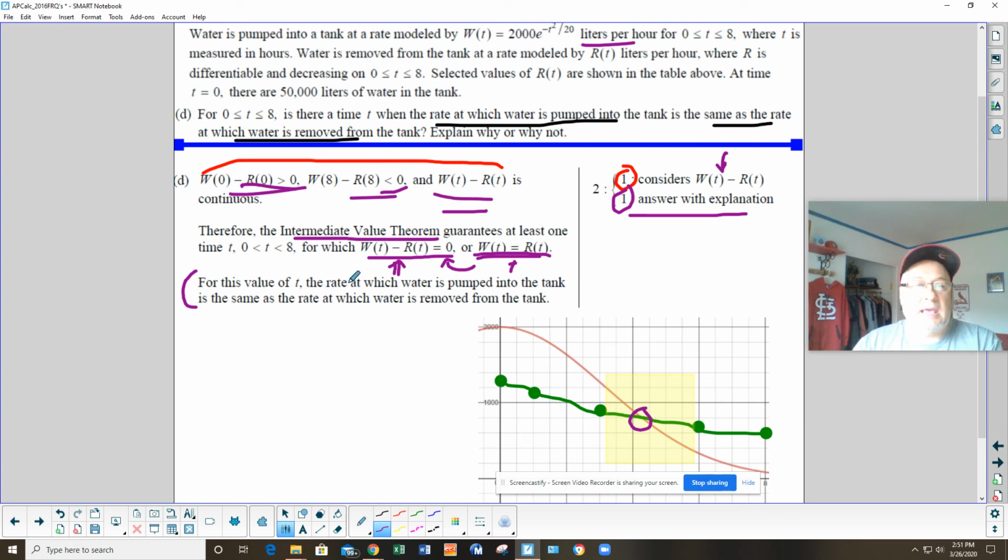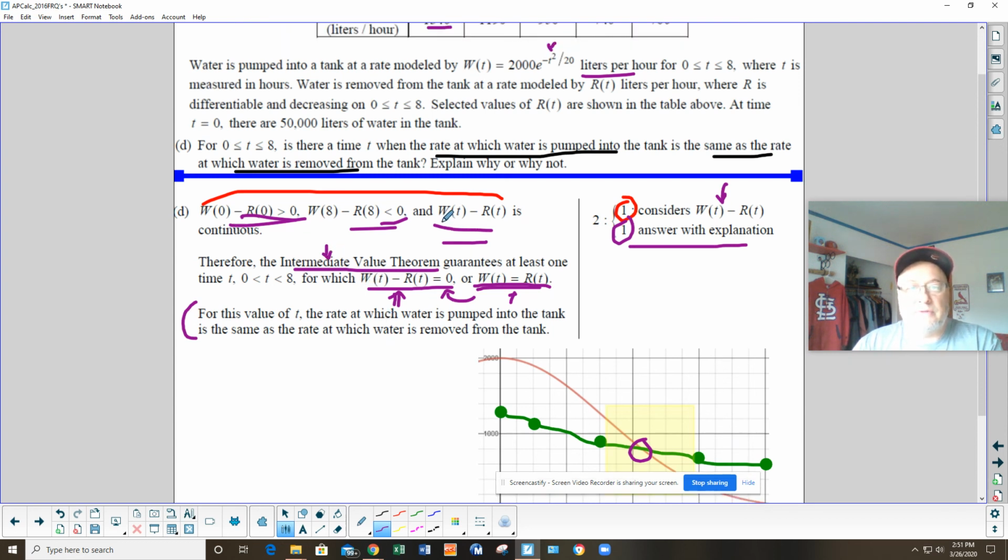So the key here is you need to reference the intermediate value theorem. Why is this the intermediate value theorem? Because if you consider W of t minus R of t, and you want to know when that's 0, hence they're equal, then all you need to do is show that it's positive in one area and negative in another area. That means that it's got to be 0 sometime in between. That battles off both of those.